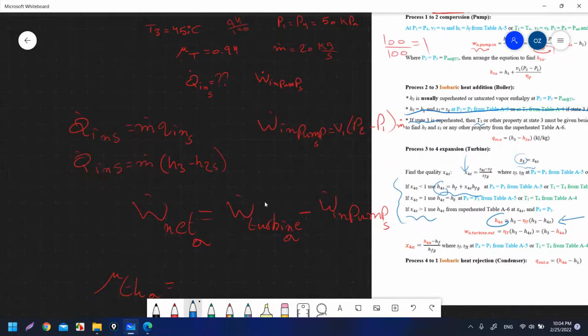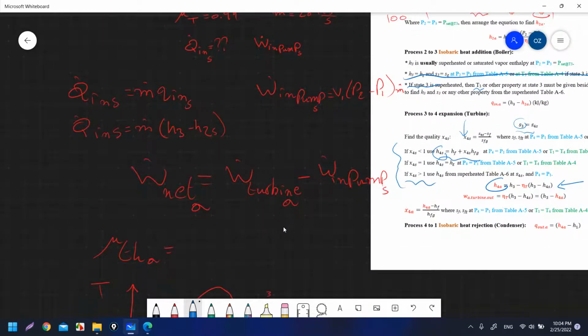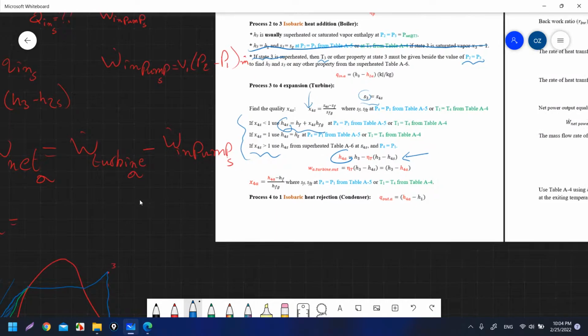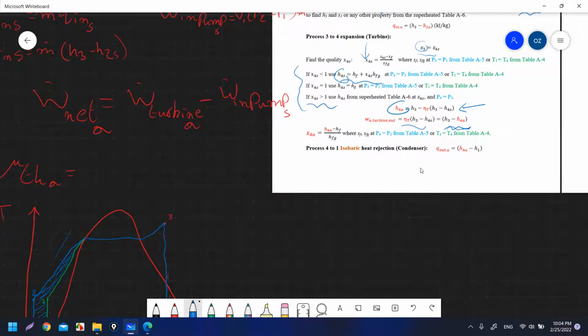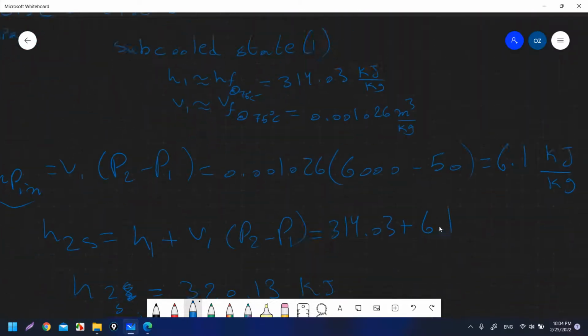the thermal efficiency, okay, and I can calculate work turbine actual, which is from this equation. Either you choose to find this equation, or after you directly find H4S, you use this equation with the isentropic efficiency of the turbine, okay. But we will find H4A, and we will use this equation because we already need to find the thermal efficiency, which contains H4A.